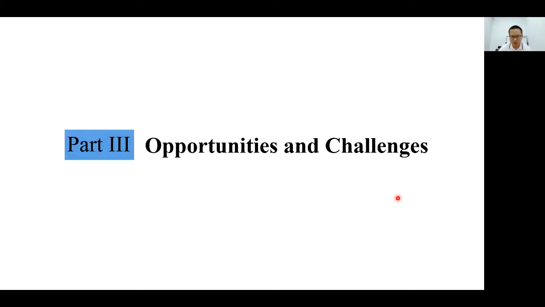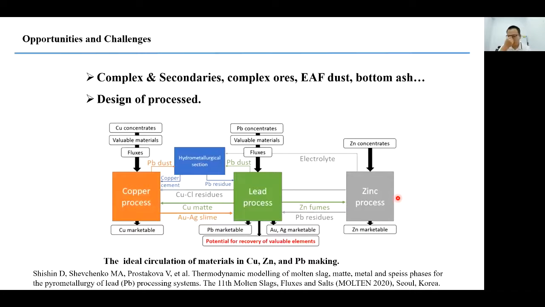Of how zinc is produced with the traditional flow sheet. And I have some thoughts on the opportunities and challenges of zinc making. The first one is about complex ores and secondaries. We know the ores may contain zinc, lead, copper, and also silica. Once those impurity elements increase, how can we process that? Whether the traditional technology is still suitable, or we should find other technologies. This is one we should think about.